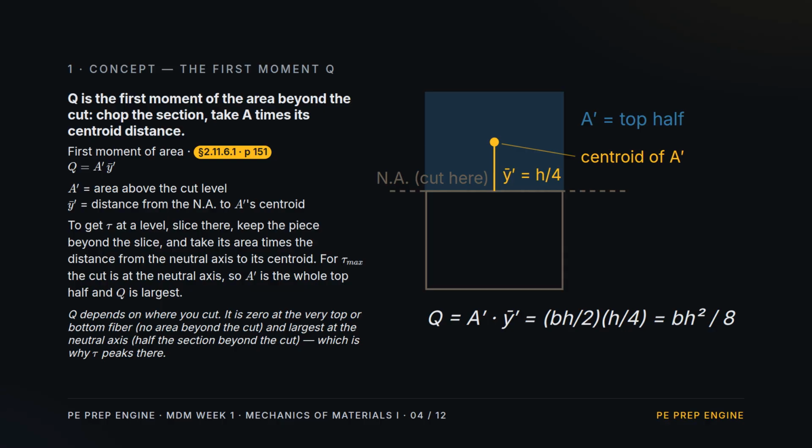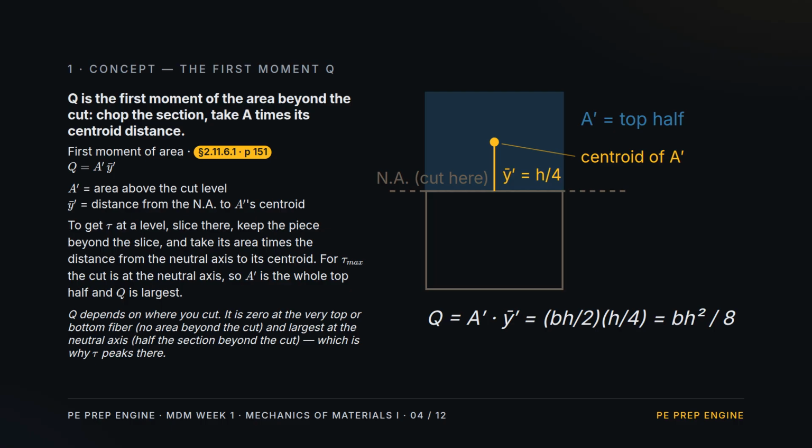Concept 2. The first moment Q. This is the piece that trips people up. To find the shear stress at a level, slice the section there, keep the part beyond the slice, and take its area times the distance from the neutral axis to that part's own centroid. Q equals A prime times Y bar prime.